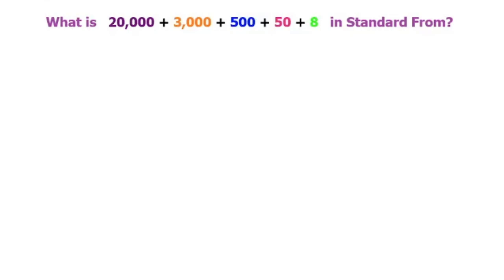In this video, we're going to convert from expanded form to standard form. So when we have a problem like this that says, what is 20,000 plus 3,000 plus 500 plus 50 plus 8 in standard form? This is the number in expanded form. In standard form, it just means write it as a regular number.